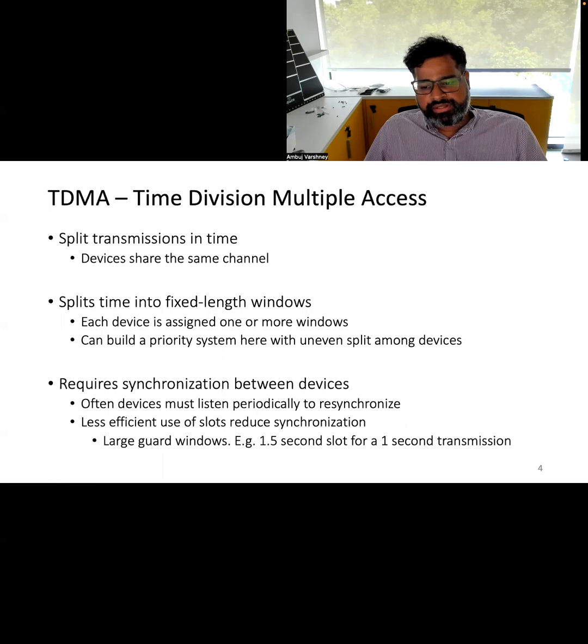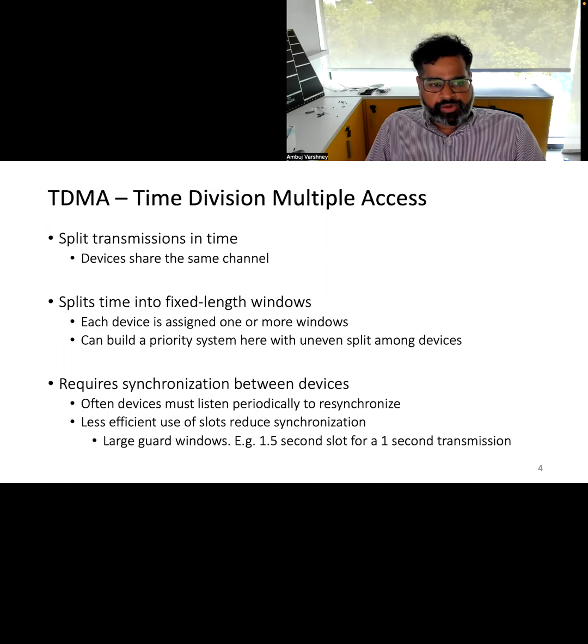So how does it work? The time is divided into fixed length windows, and each device is allocated one or more windows for communication. Would these windows be allocated uniformly? No, it doesn't have to be. The allocation can be based on some priority, and some devices could be allocated more windows or slots for communication to prioritize their traffic over other devices.